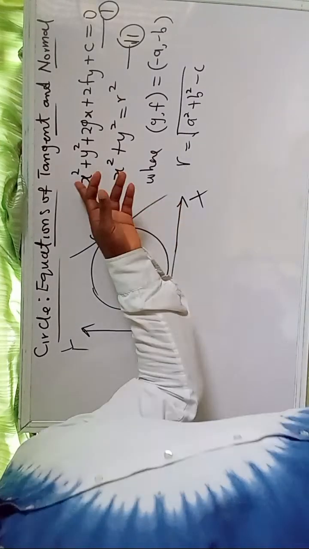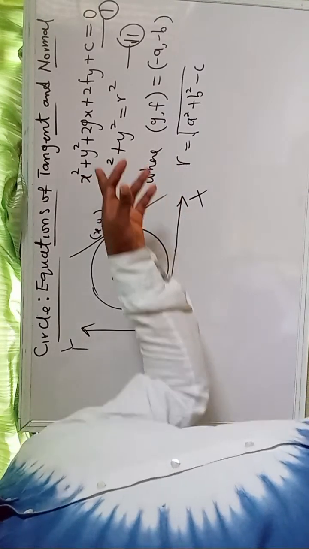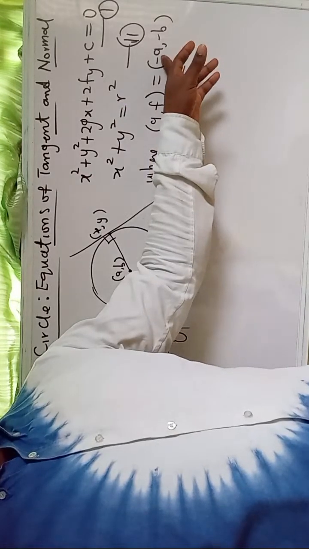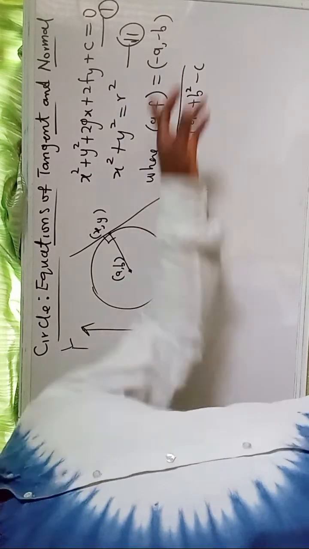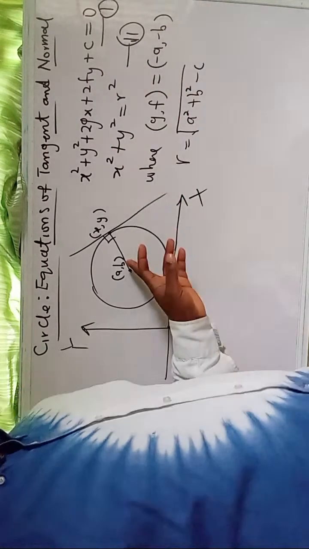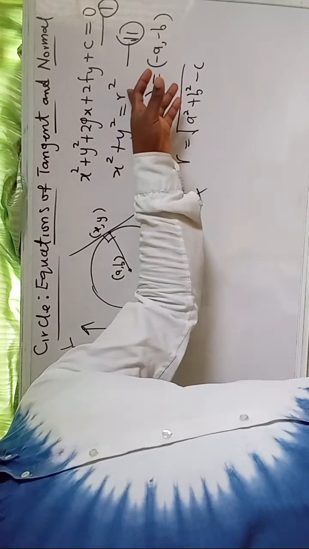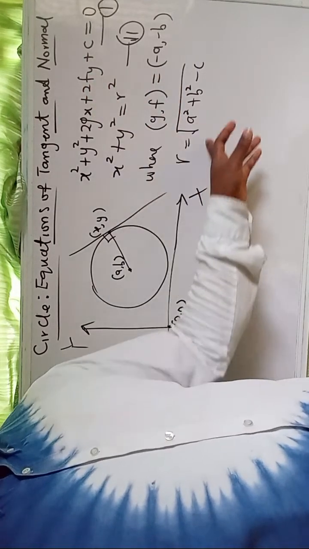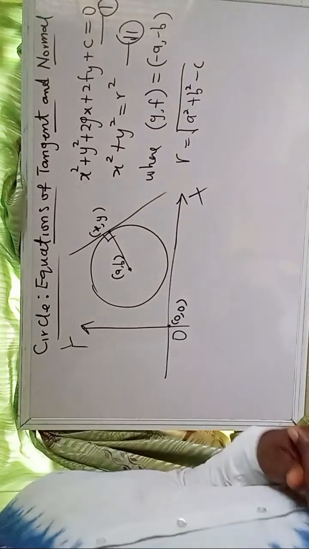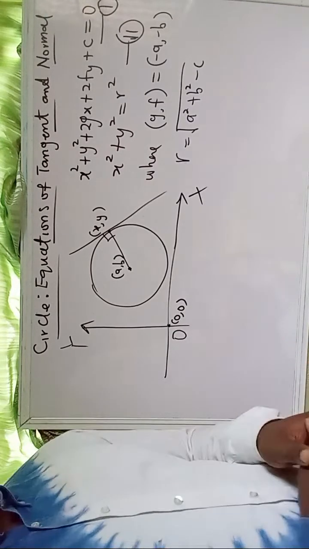this equation will be reduced to this form, where g in this case is represented by minus a, which is the center of the circle, and f in this case is represented by minus b, which is also the center of the circle. And this radius, when compared with this, can be gotten as this formula. This is what we have done in our last physical class.